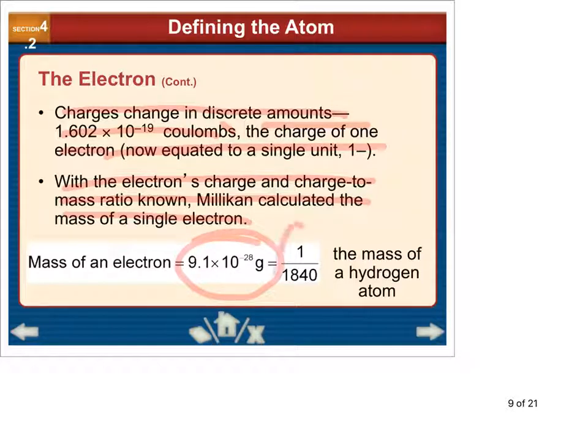It turns out to be 1 over 1,840 the mass of a hydrogen atom, which the mass of a hydrogen atom is essentially due just to a proton. So it takes roughly 1,800 electrons to equal the mass of one proton.